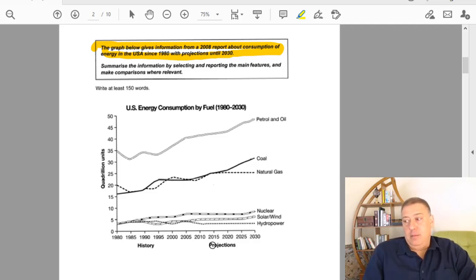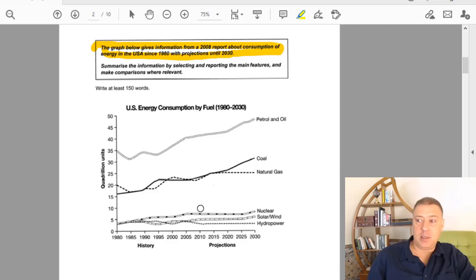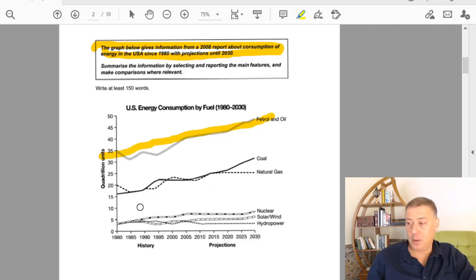Okay, in terms of our overview, what you really need to think about is increases, decreases, what stayed the same, and stuff like that. So if you look at petrol overall, up; coal, up; natural gas, maybe a slight increase, but stayed about the same. Then we look at these three down here.